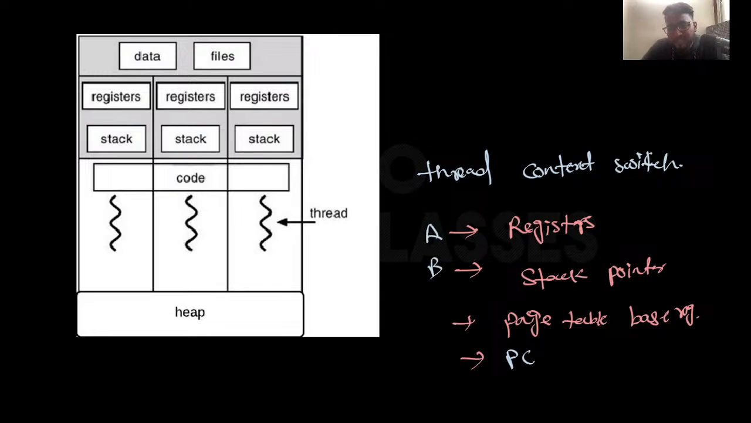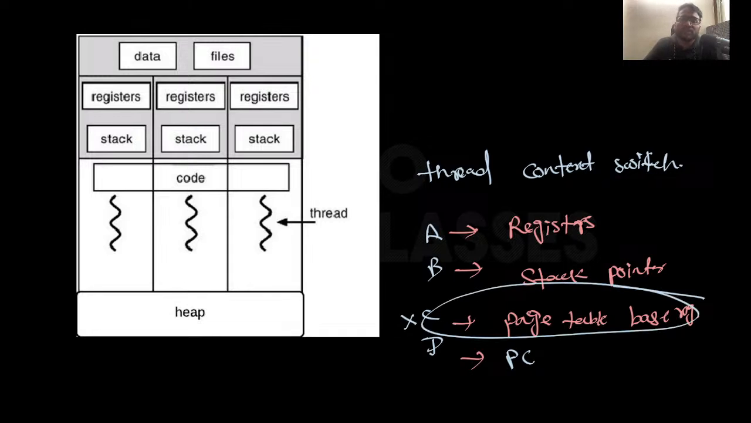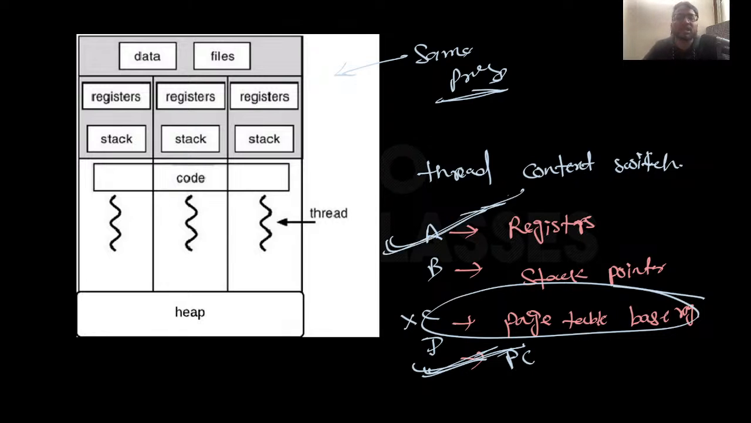Let's suppose these are A, B, C, D. What do you think? Page table base register is definitely not the answer. Why? Because this is the same process. Apart from the page table base register, program counter should be the answer, because everyone is executing some different code. Everyone is having their own computation. They are saving some different values. So general purpose register should be the answer.